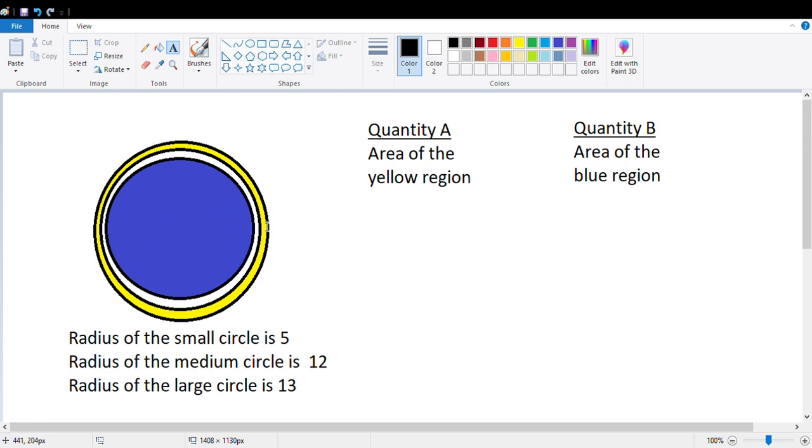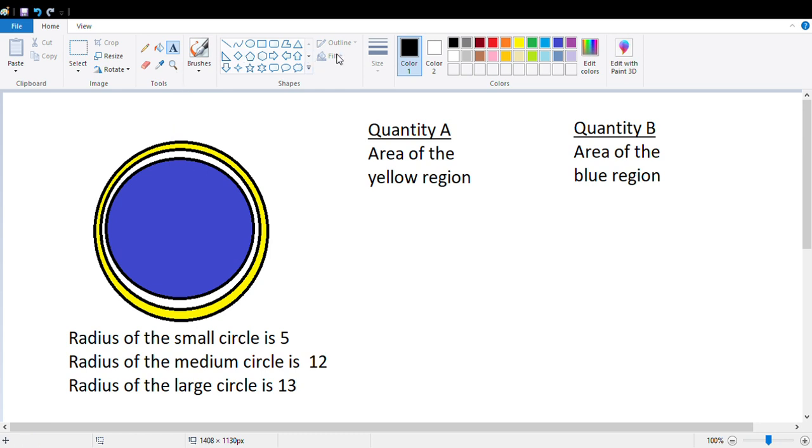Alright, so a typical GRE question: if you guided yourself by just looking at the image, you would say that quantity B is larger. We see that quantity B has a larger area, looking at the picture, than the yellow section. But again, as usual in the GRE, we do not guide ourselves based on what the picture might look like. We guide ourselves by the actual computation and results.